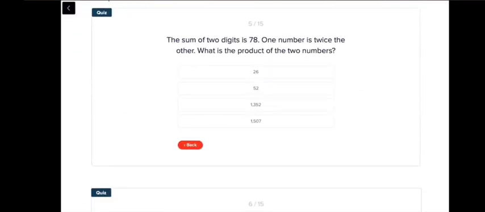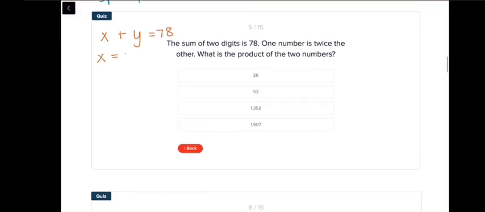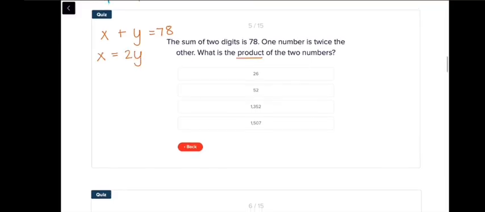This problem states the sum of two digits is 78. So we take two digits, we add them, and it has to equal 78. It says that one number, let's say x, is twice the other. So x is going to be 2 times the other number. What is the product of the two numbers? So our first task is to find the value of x and y, and to get our final answer, we have to multiply the values.